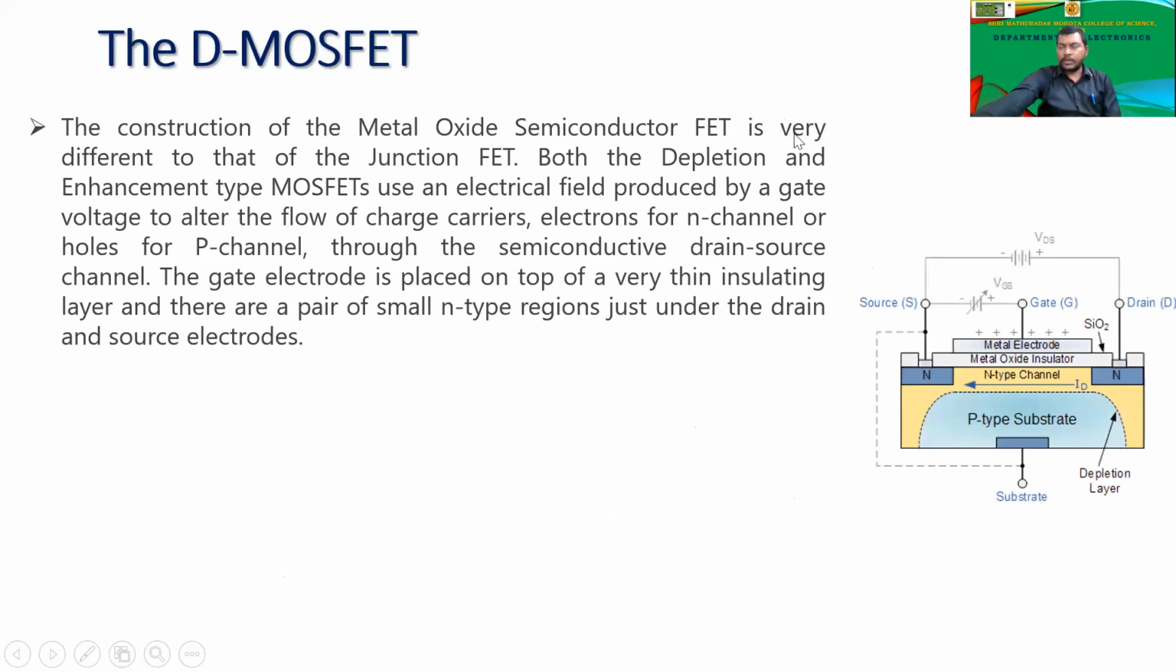Okay, so the construction of the D MOSFET, as I've already told you, the construction of a metal oxide field effect transistor is very different to that of a junction field effect transistor. Both the depletion and enhancement type MOSFETs use an electrical field produced by a gate voltage to alter the flow of charge carriers, electrons for N-channel or holes for P-channel, through the semiconductive drain-source channel. The gate electrode is placed on top of a very thin insulating layer, and there are a pair of small N-type regions just under the drain and source electrodes, right?